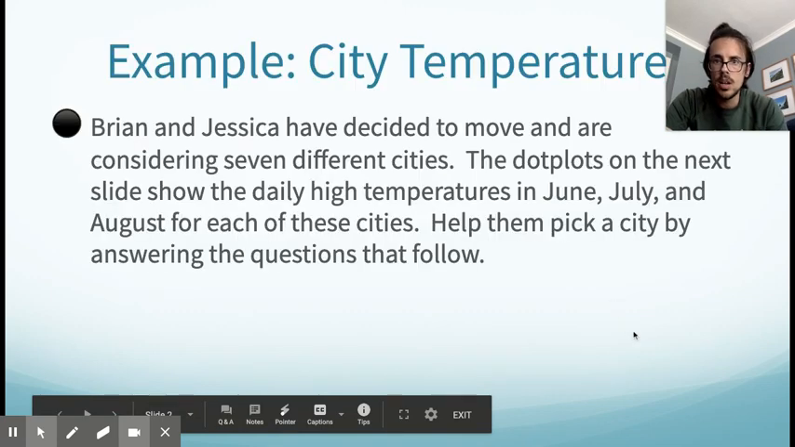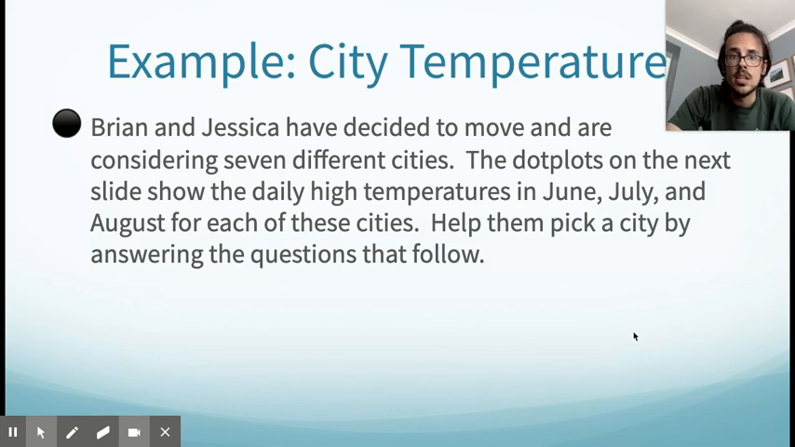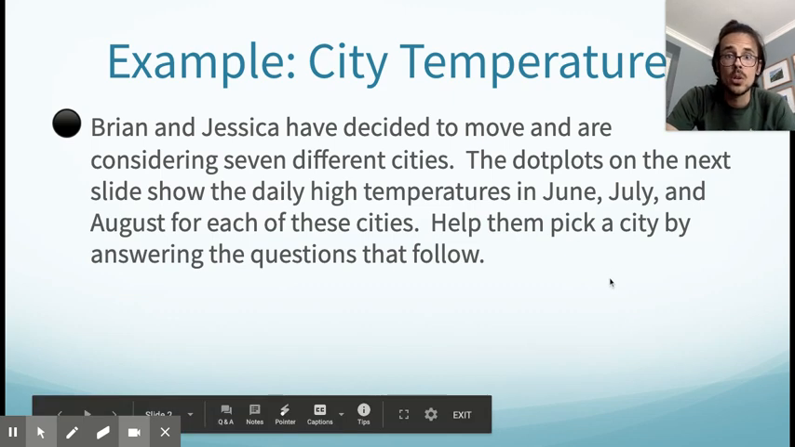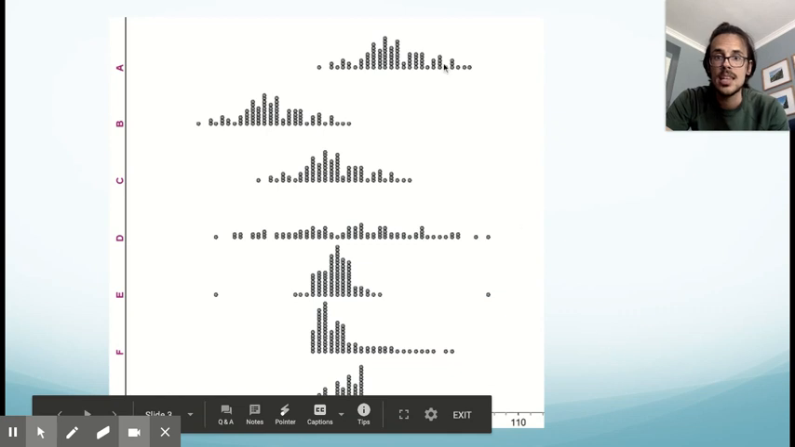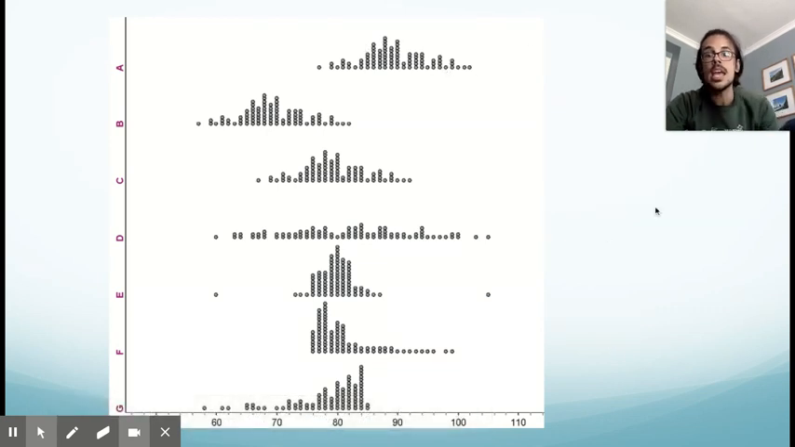We are starting out by looking at these two individuals who are looking to move to a new city, and they've got 7 cities to choose from here. They want to look at the temperature in these cities over the course of the summer. So in June, July, and August, these are the daily high temperatures in each of these different cities. So this is everything in city A, etc. If you look at the bottom of the slide, you can see the actual temperature that goes with it. So they're all graphed on the same scale.